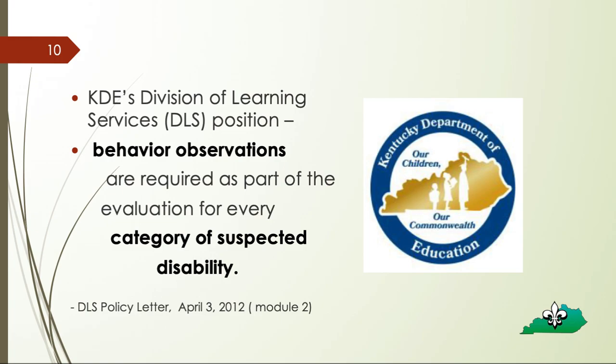In 2010, the Kentucky Department of Education issued a policy letter regarding evaluation and eligibility. One of the areas identified in the letter is around observations. If you've not read the letter, please go to the Kentucky Department of Education website, or you can access the resource section of this training to obtain a copy of the letter.